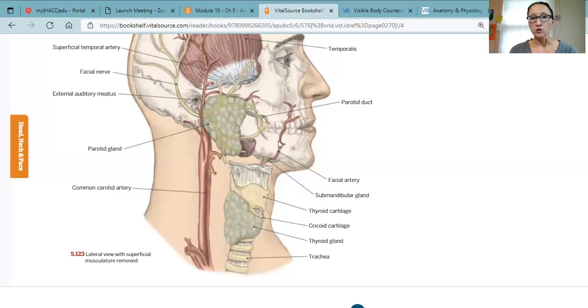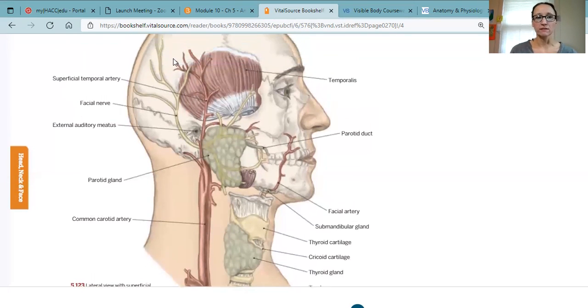We actually have a facial artery that runs up the sides of the mandible, okay, towards the maxilla and zygomatic bone. And like I said, we have branches of the carotid. We have the superficial temporal artery, and then we have some other branches that kind of come out and supply blood to the facial muscles, okay?